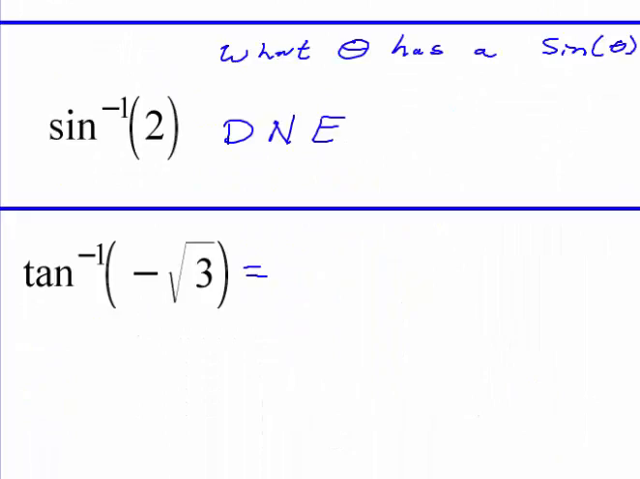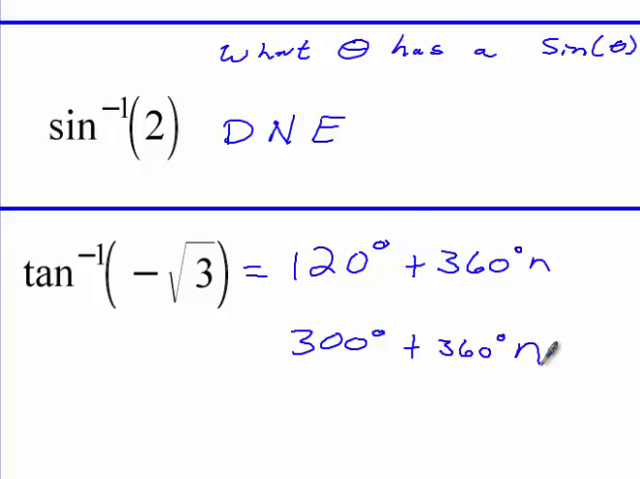So I come back over here, and I can't just write 120 degrees because that's only one answer out of the infinite. So how do I get all the other ones? And then for the fourth quadrant, what angle measure has a tangent of negative square root of 3 in the fourth? 300. So I get the 300 plus 360.